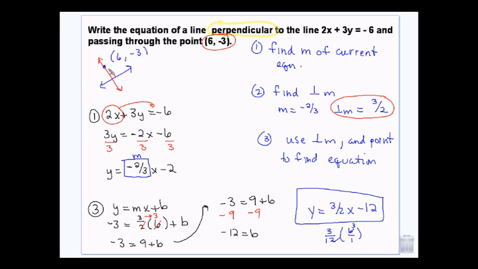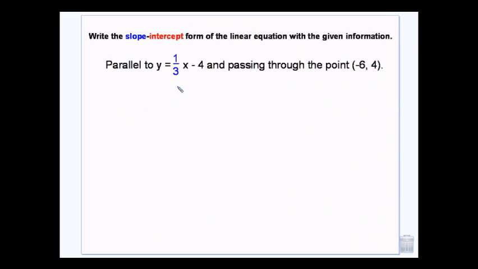This one already has the slope. We don't have to do anything to the first equation. So our number 1 step is to find m. Well, there it is. We didn't have to do anything because it was already in y equals mx plus b. So m is equal to 1/3. Okay, so that part's done.